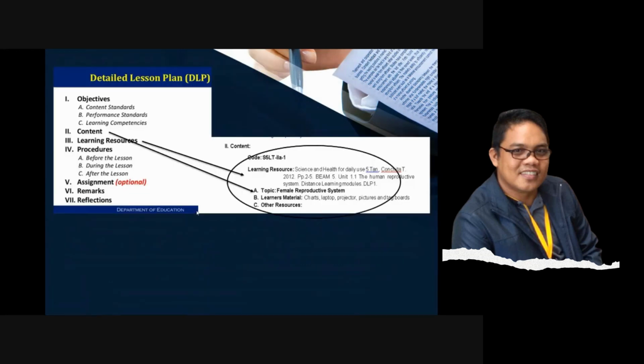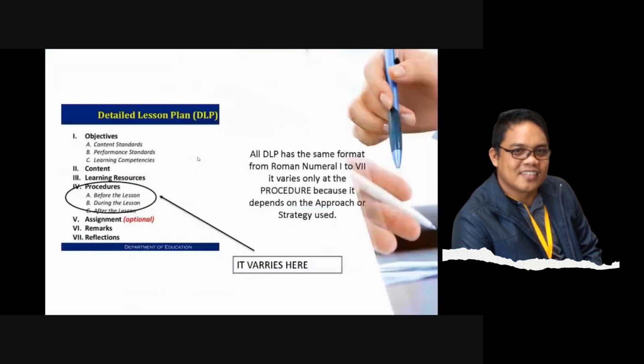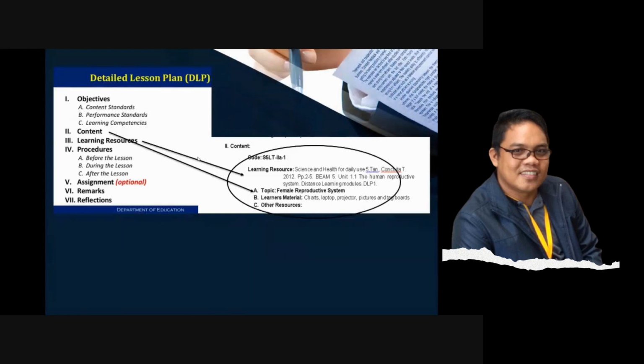So, detailed lesson plan under content. Roman numeral 2 under content, nandito po merong code, learning resource, topic, learner's material, and other resources. Okay, dito po lahat. Under po ito ng content. Sa Roman numeral 3, your learning resource. Okay, yung content andito po. Your learning resource andito po.